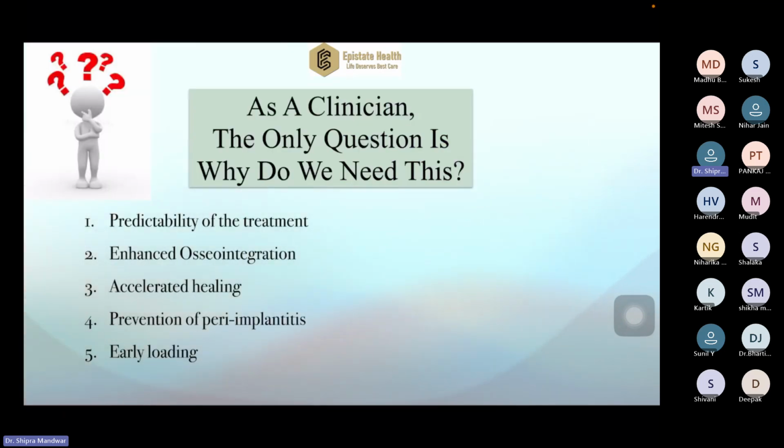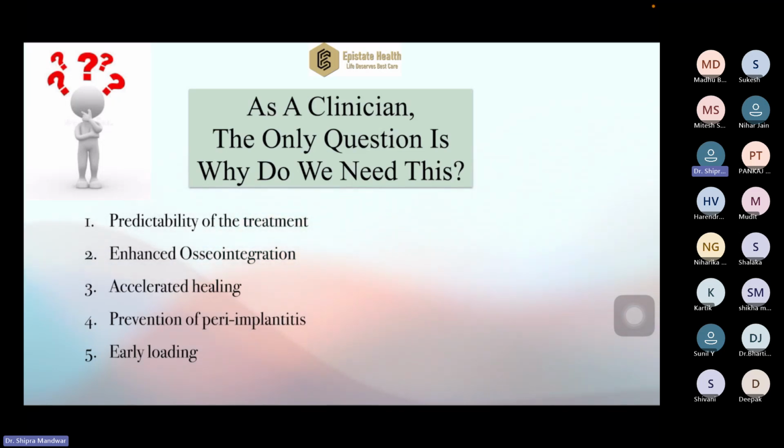So now, as a clinician, the only question is why do we need this? Is it really required? We are still placing implants. But are you sure after placing the implant that it will get osseointegrated? Are you sure that it will work in patients with osteoporosis? Are you sure that the patient won't come back with the implant in hand? No, we need that kind of predictable outcome. We need to see through our eyes that blood touched the implant and that osseointegration will surely happen. Now, the accelerated healing time period.